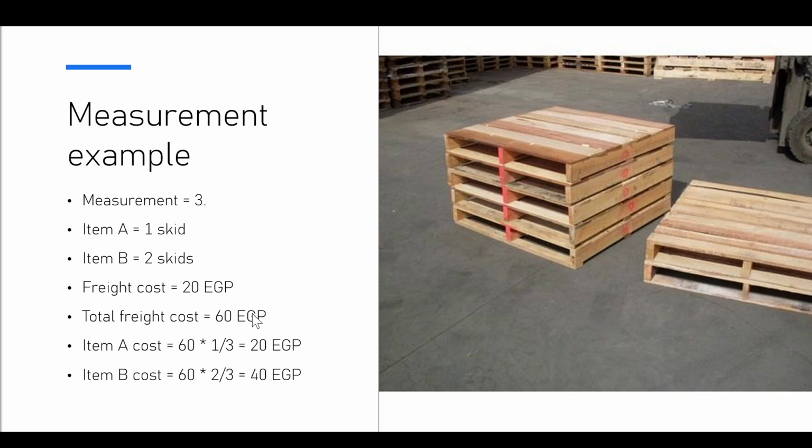And when it comes to allocating the freight cost to item A and item B, the item A cost will be 60, which is the total freight cost, multiplied by 1/3, which is the measurement of item A. So it will equal 20 Egyptian pounds. And for item B, it will be calculated by multiplying 60 Egyptian pounds by 2/3, which is the measurement of item B. So the freight cost of item B will equal 40 Egyptian pounds.